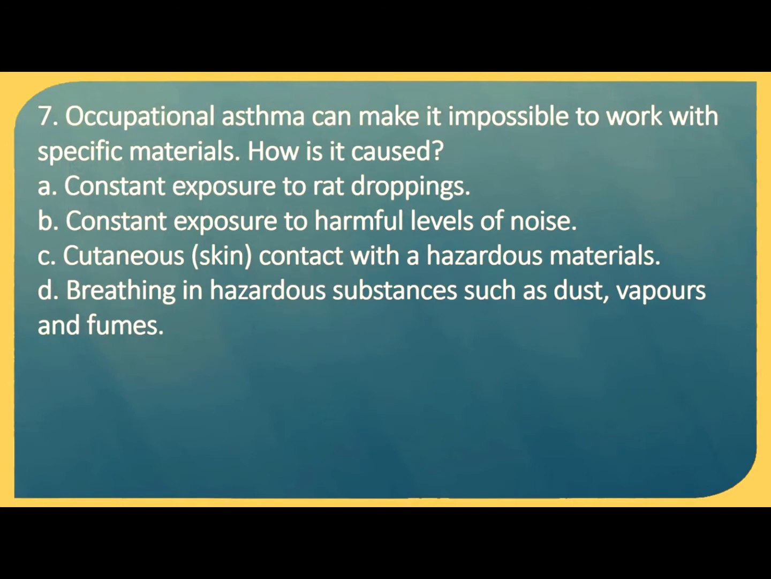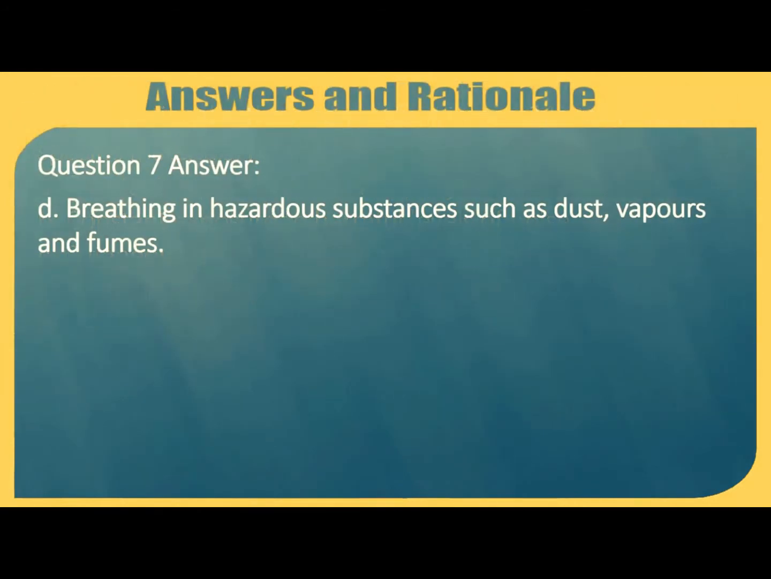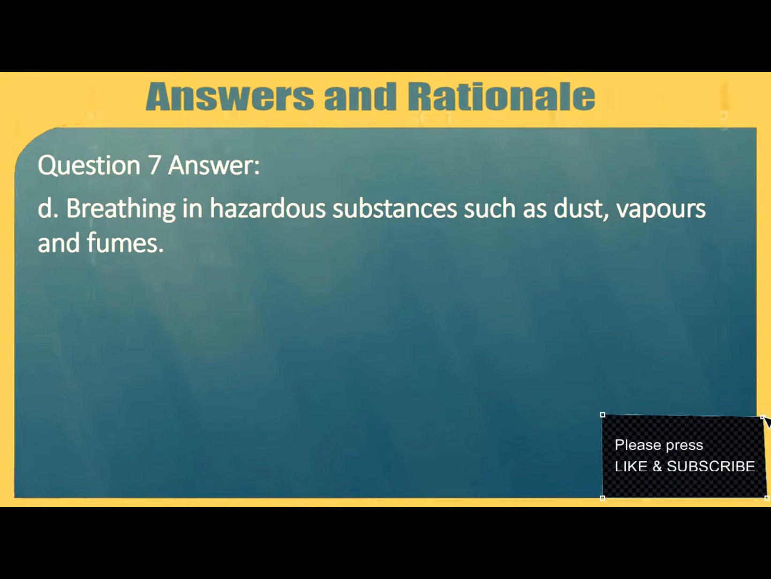Question 7. Occupational asthma can make it impossible to work with specific materials. How is it caused? A. Constant exposure to rat droppings. B. Constant exposure to harmful levels of noise. C. Cutaneous, skin, contact with the hazardous materials. D. Breathing in hazardous substances such as dust, vapors and fumes. Question 7. Answer: D. Breathing in hazardous substances such as dust, vapors and fumes.